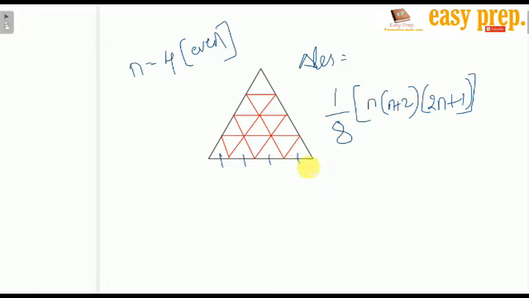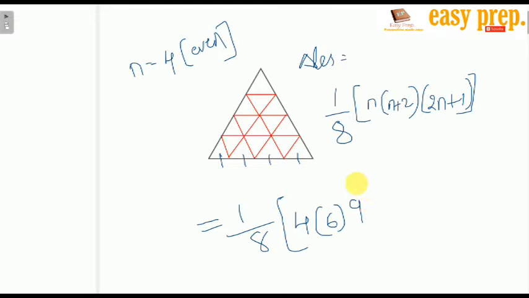Okay, friends, 1 by 8 into n into n plus 2 into 2n plus 1. So in this figure let us count the number of triangles, that is 1 by 8 into 4 into 4 plus 2, 6, into 2 into 4, 8, plus 1, 9, right?